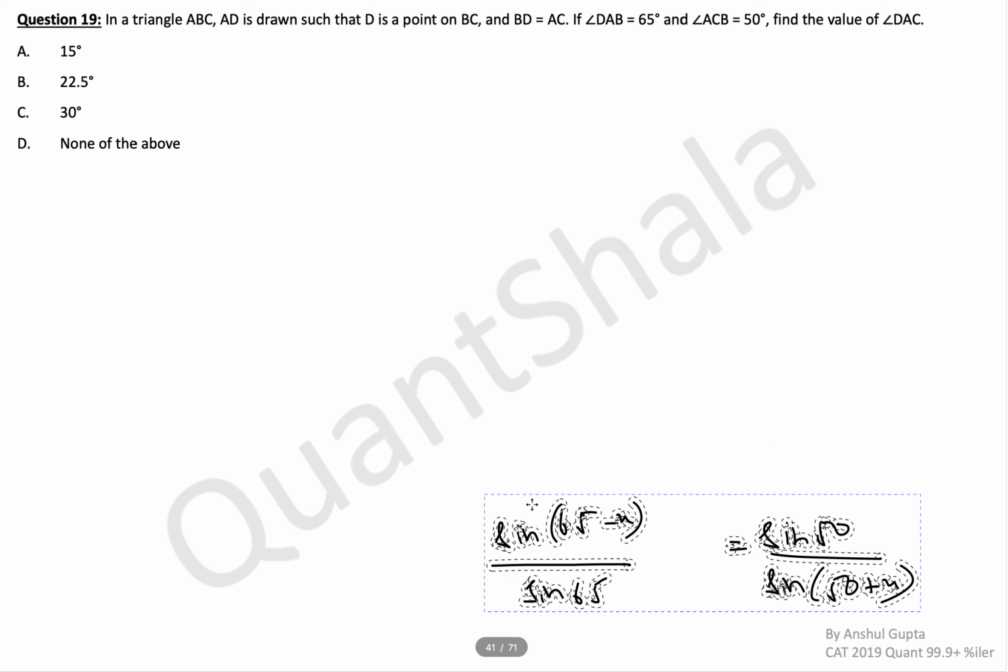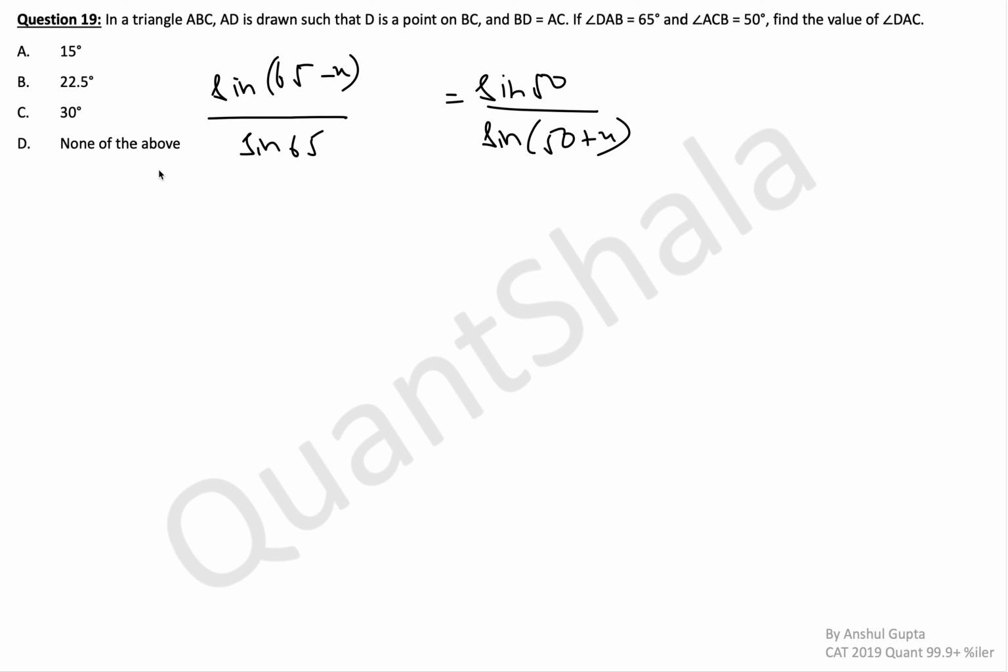So we have this. Now there are two methods to solve it. One is a very long way. Another is a slightly smarter way. See, the difference between 65 minus x and 65 is x. The angle in the numerator is x less than the denominator. Similarly, here the numerator angle is x less than the denominator angle. Ideally this will happen when all of the numerator angles are equal and the denominator angles will be equal in most cases. So we will try to use the options.